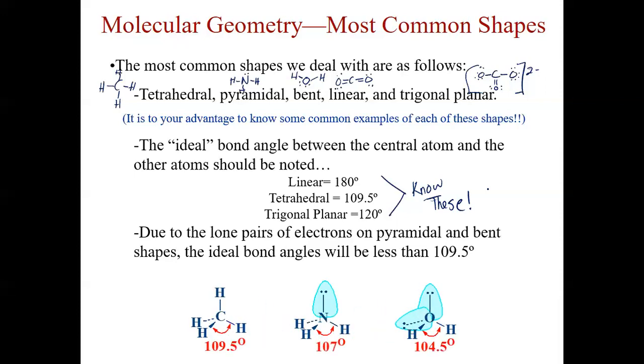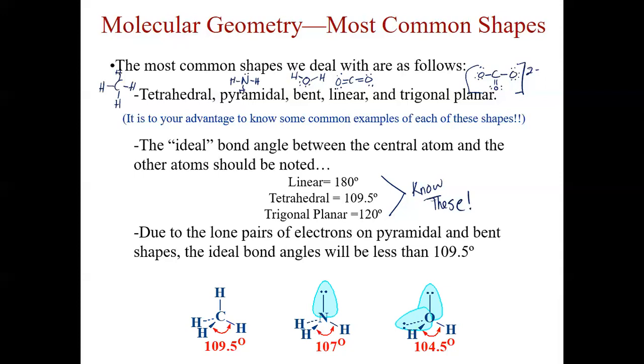So your typical tetrahedral is exactly 109.5. Even though ammonia has an electron geometry of tetrahedral, its bond angle is not 109.5 degrees, because its molecular shape is trigonal pyramidal. This lone pair takes up more space than what a bond does. And so the bond angle, the angle between the bonds, is 107 degrees.